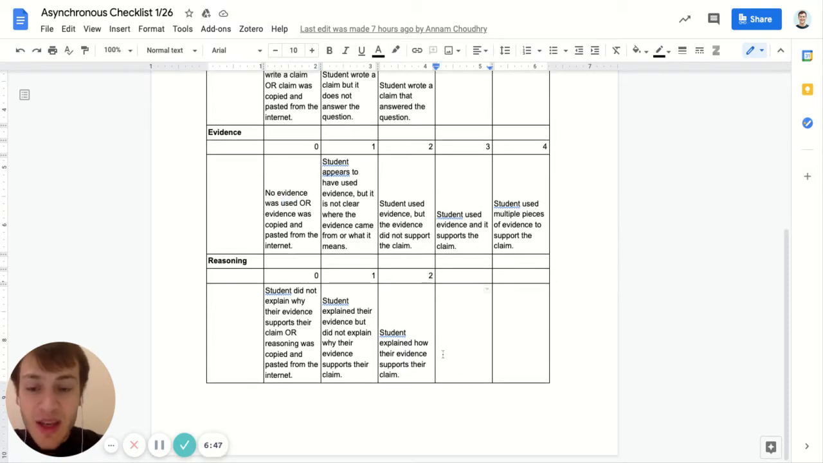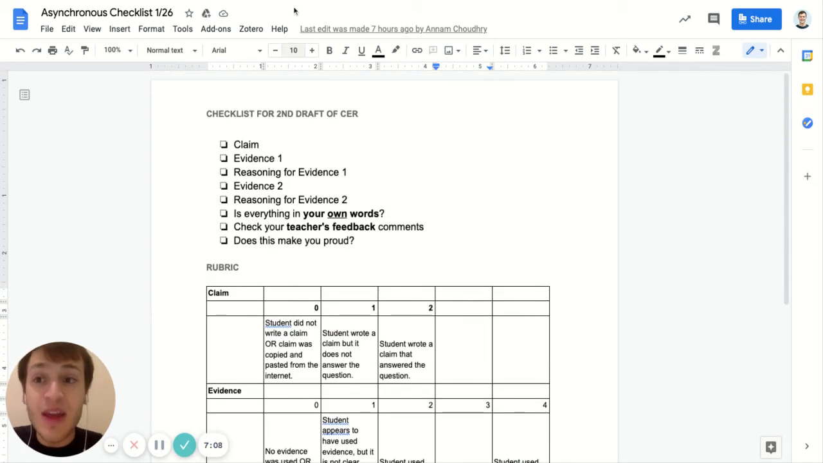And then on to reasoning. You're going to get 2 points if you explain how your evidence supports your claim. You're going to have to do that for both pieces of evidence. And you will get 1 point if you explain your evidence, but you don't really explain why the evidence supports the claim, and you'll get 0 points if your evidence or your reasoning is copied and pasted from the internet.